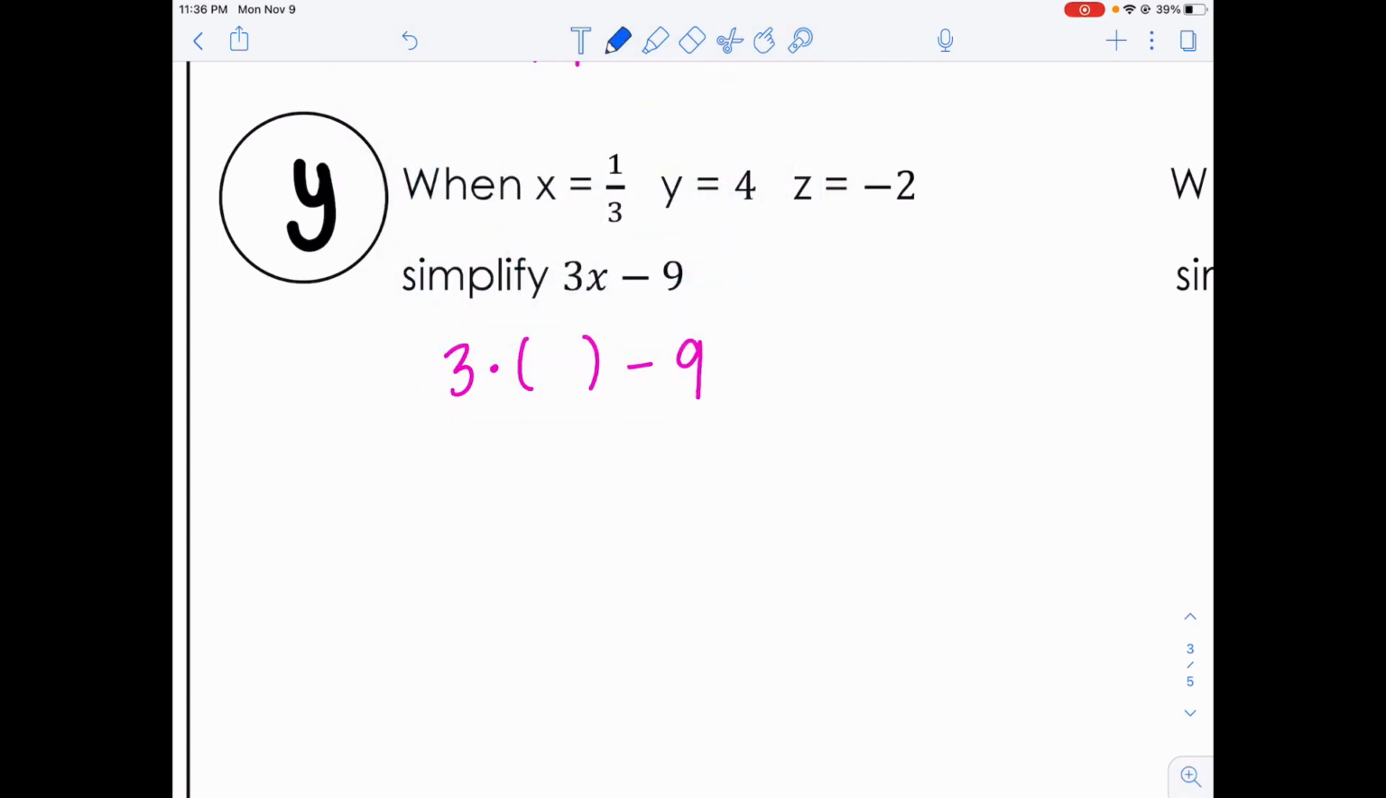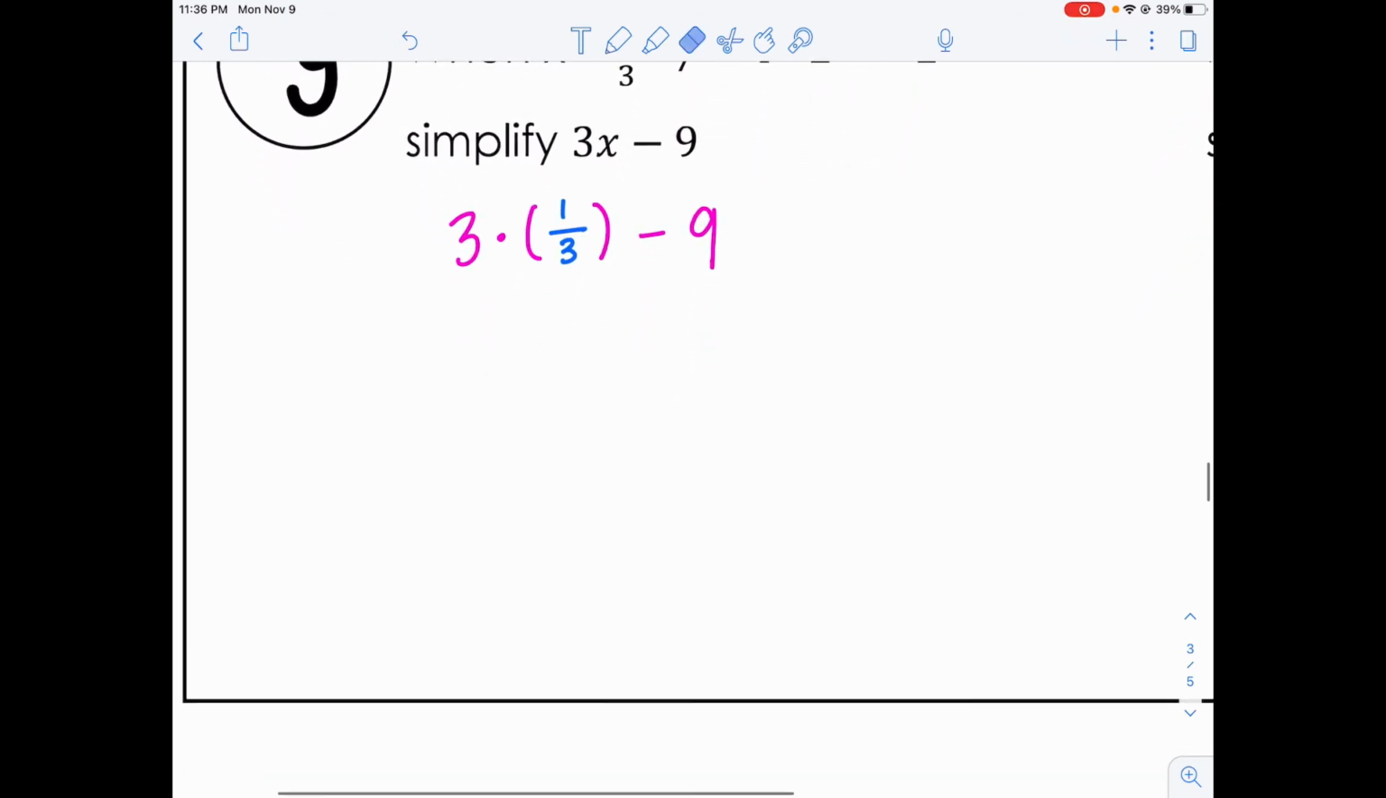Looking up to the top, because I want the variable x to be substituted in, I'm going to go find x, and this right here says x is 1/3, so I'm going to plug in 1/3. Now, because we are past the fraction unit, you are more than welcome to just plug that into your calculator. Order of operations says that I must do multiplication before I do subtraction. So first up, I have to do 3 times 1/3. You can put it into your calculator.